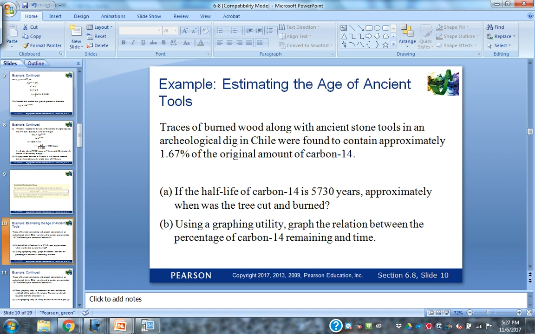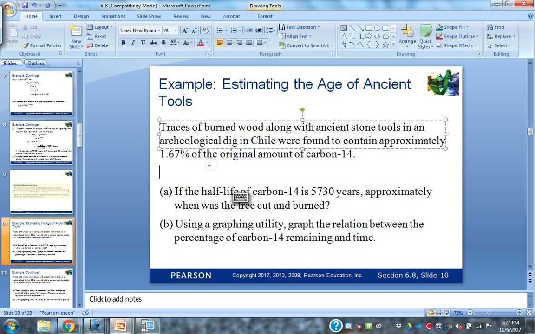If you look at an example here, traces of burned wood along with ancient stone tools in an archaeological dig in Chile were found to contain approximately 1.67% of the original amount of carbon-14. So this is a carbon dating problem. If the half-life of carbon is 5,730 years, approximately when was the tree cut and burned? And then we can use a graphing utility to graph the relation for the percentage of carbon remaining and time. So we'll look at that too here.